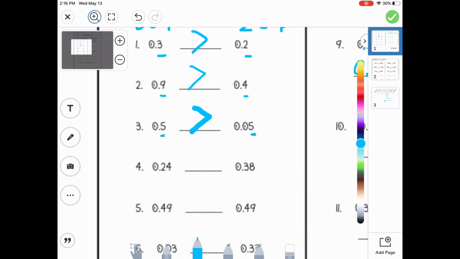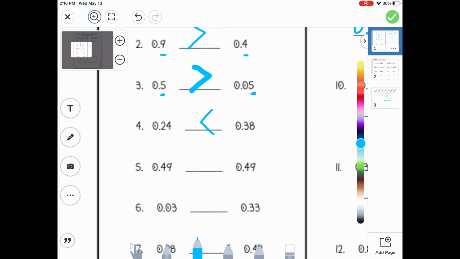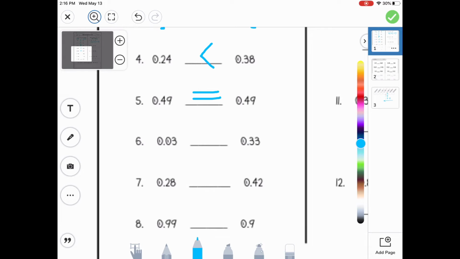Question number 4 asks us to compare 24/100 and 38/100. 38/100 is larger. Question 5 is 49/100 compared to 49/100. Those two numbers are equal. Question number 6, this is another tricky one. I have 3/100 on the left and 33/100 on the right. I'd much rather have 33/100, so 3/100 is less than 33/100.